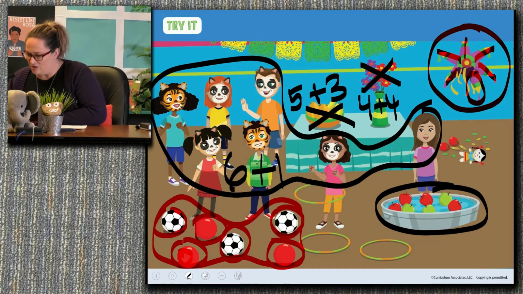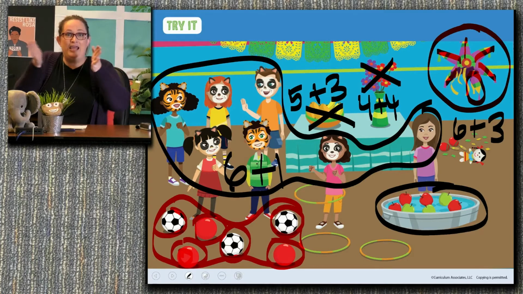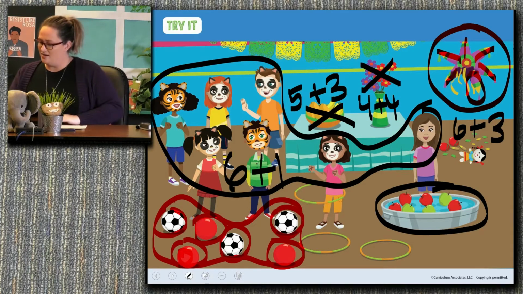Okay, let's see if there's 9 of something. Oh, down here on the floor where the doll is. How many green confetti pieces do we see? 1, 2, 3, 4, 5, 6. How many yellow confetti pieces do we see? 1, 2, 3. 6 and 3 make 9. Oh my goodness. We did it.